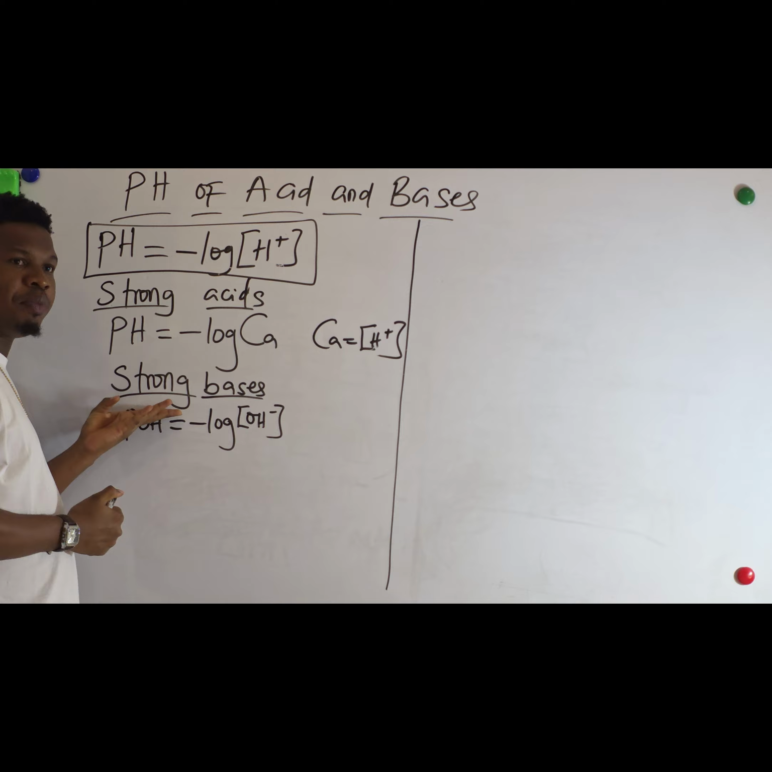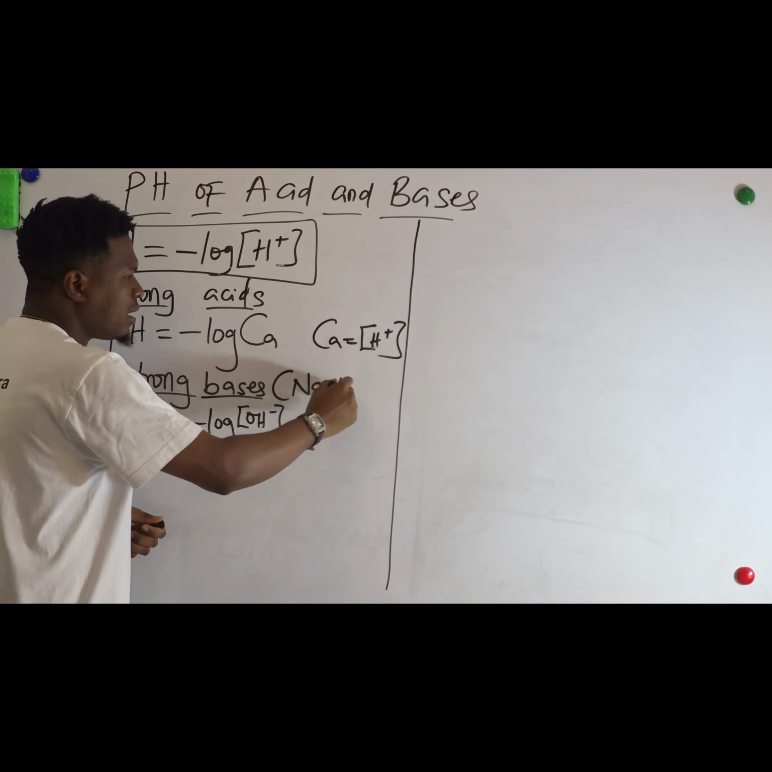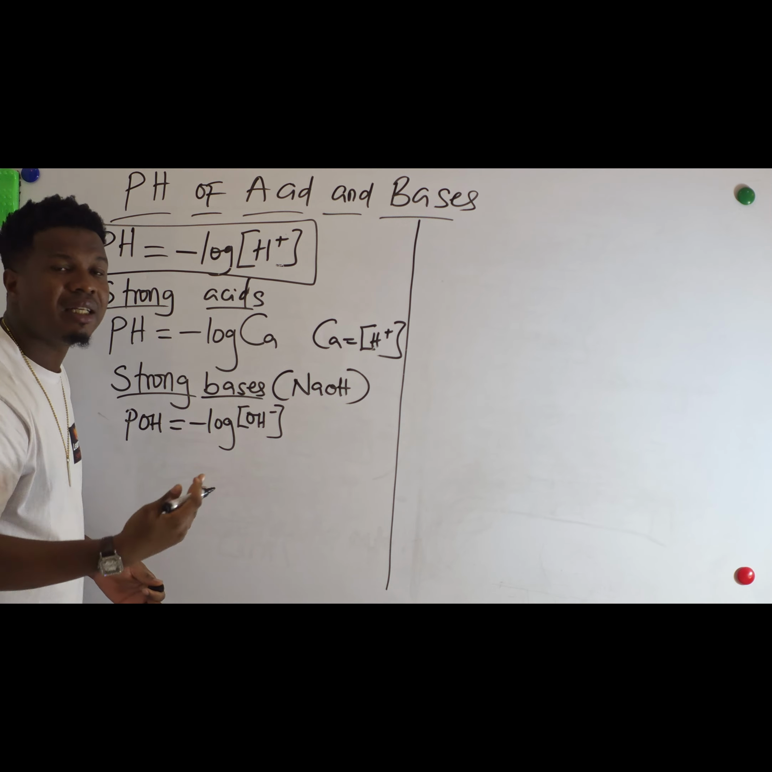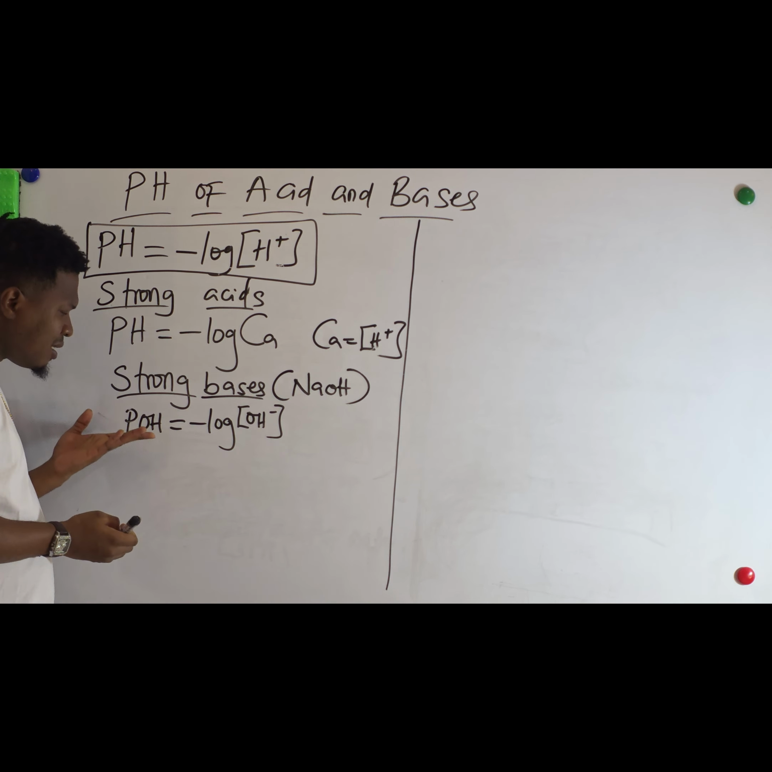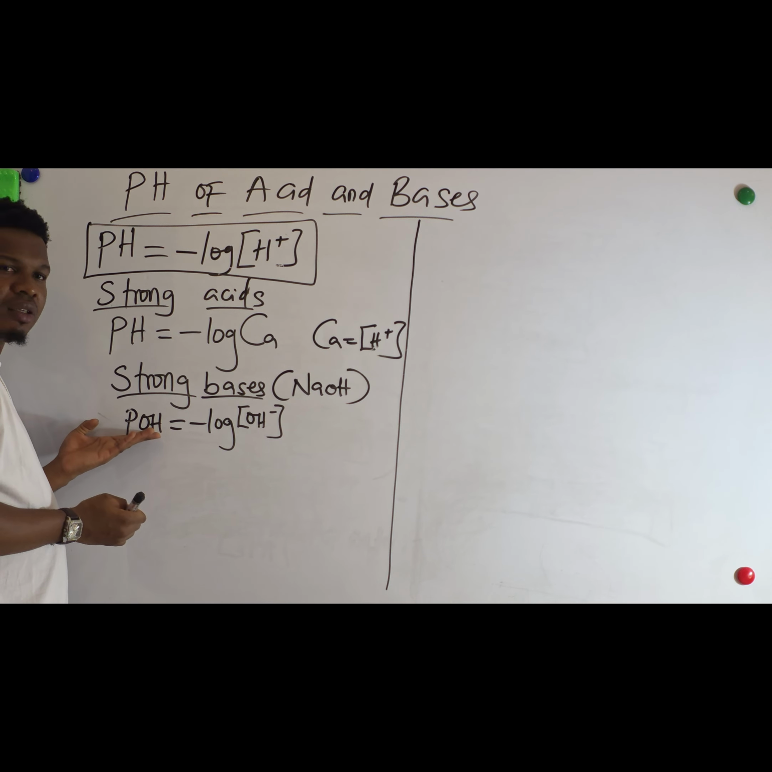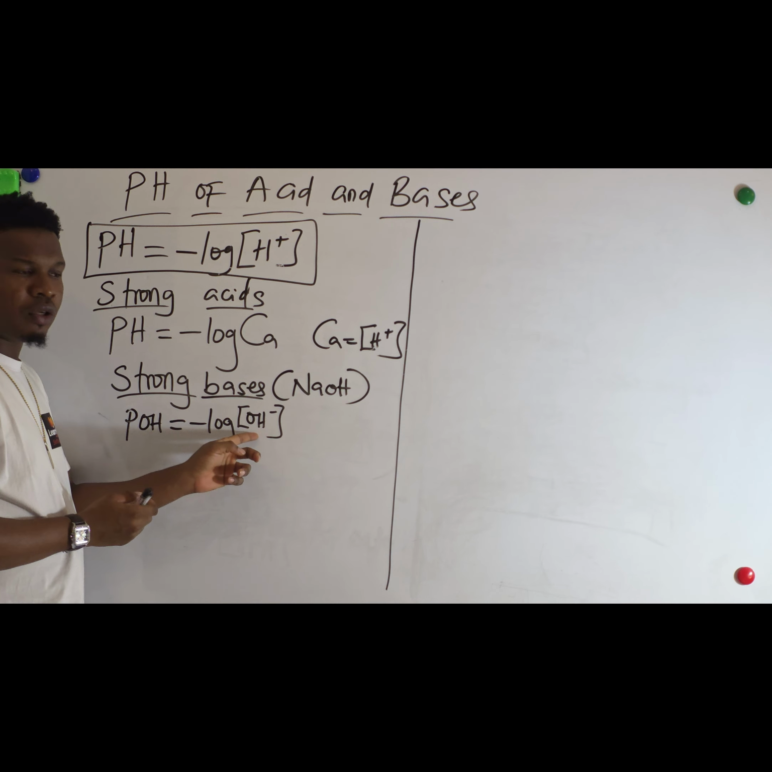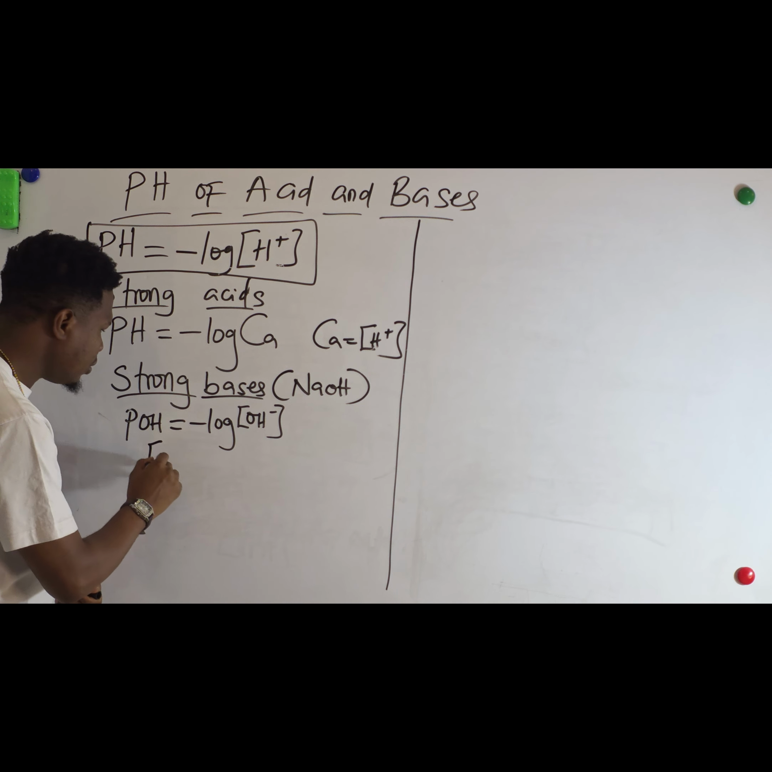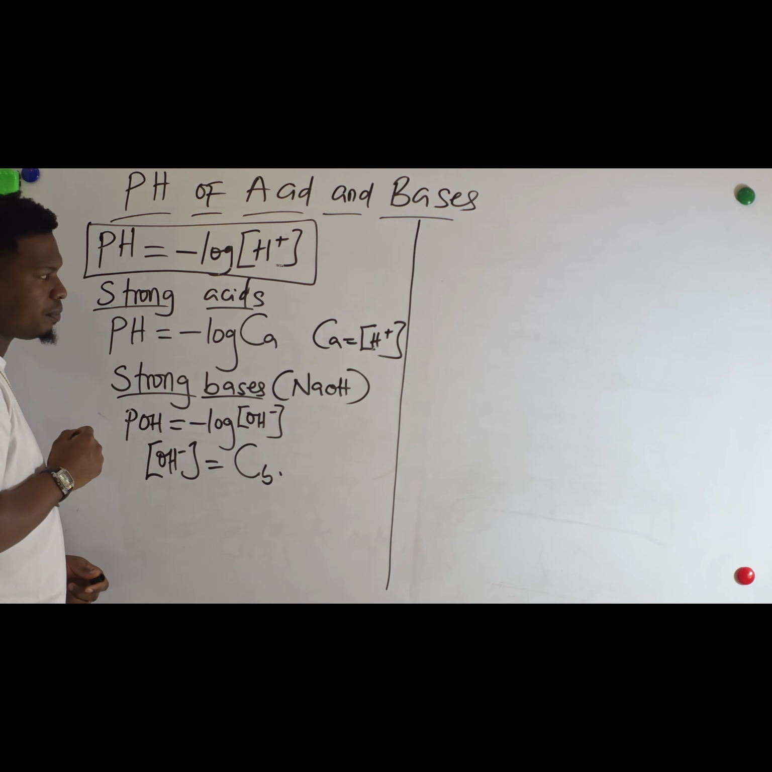The same thing goes for base. Examples of strong bases: remember, we have bases like sodium hydroxide and potassium hydroxide and the rest of them. These are strong bases. So they are also giving us pOH, which is equal to the negative log of the what? Hydroxide ion. Where this hydroxide ion will serve as the concentration of the base.